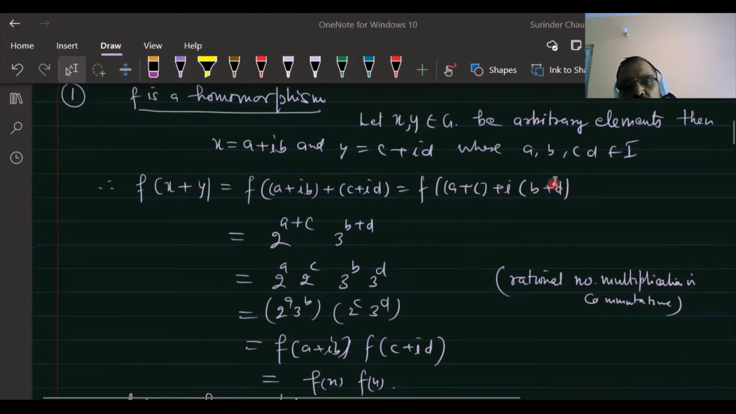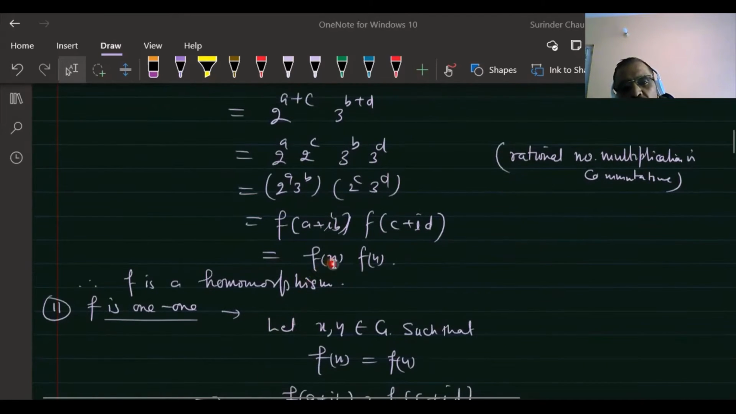So now by the definition of mapping, this can be written as 2 to the power a plus c, 3 to the power b plus d. This can be written as 2 to the power a, 2 to the power c, 3 to the power b, 3 to the power d. Multiplication of rational numbers is commutative, so this can also be written as 2 to the power a, 3 to the power b, 2 to the power c, 3 to the power d, which is f of a plus iota b into f of c plus iota d. So f of x plus y is equal to f of x into f of y, which implies f is a homomorphism.